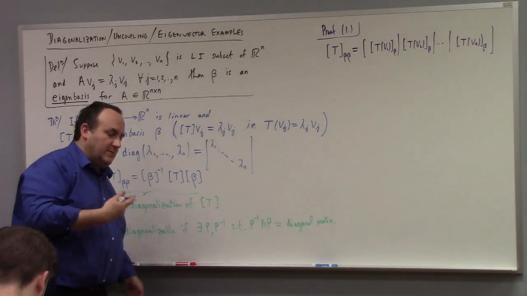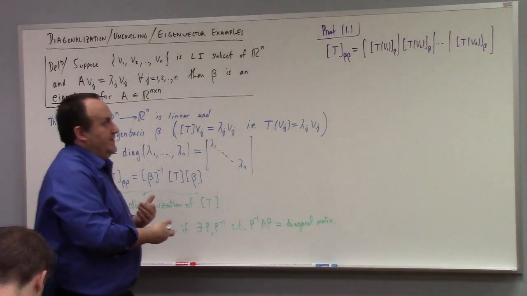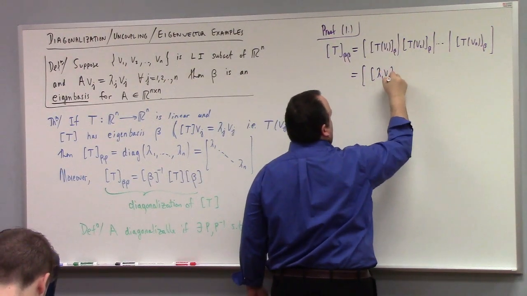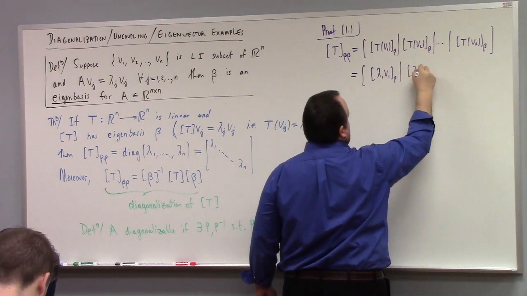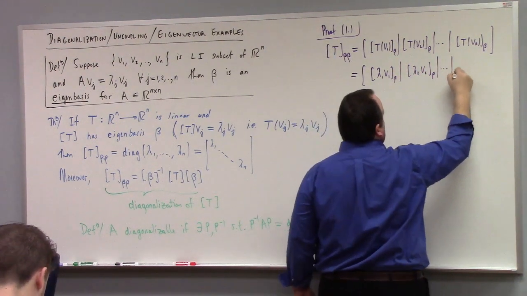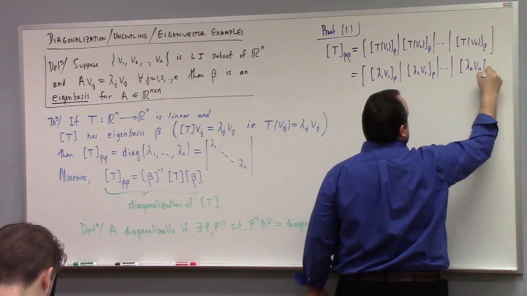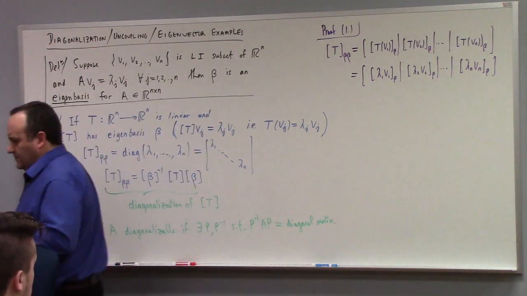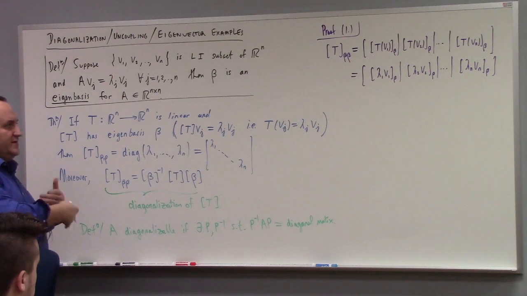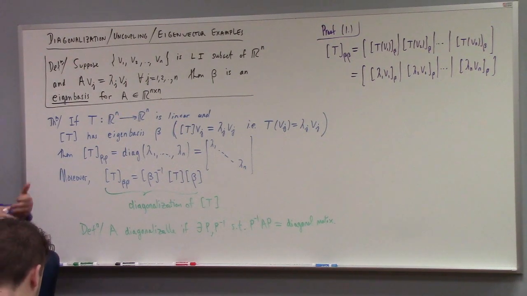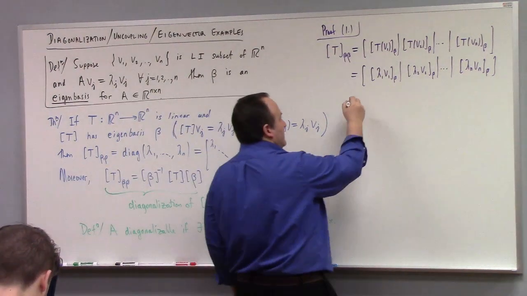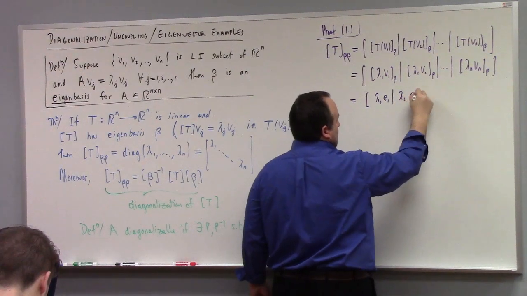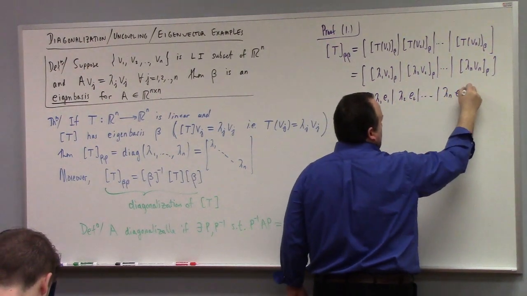But by assumption, v1 through vn are eigenvectors, right? So what are we looking at? We're looking at the coordinate vector of lambda 1 v1, the coordinate vector of lambda 2 v2, the coordinate vector of lambda n vn. But what is that? How's the beta coordinate system defined? Well, think about it, and you should be able to convince yourself that what we have here is lambda 1 e1, lambda 2 e2, lambda n en, right?